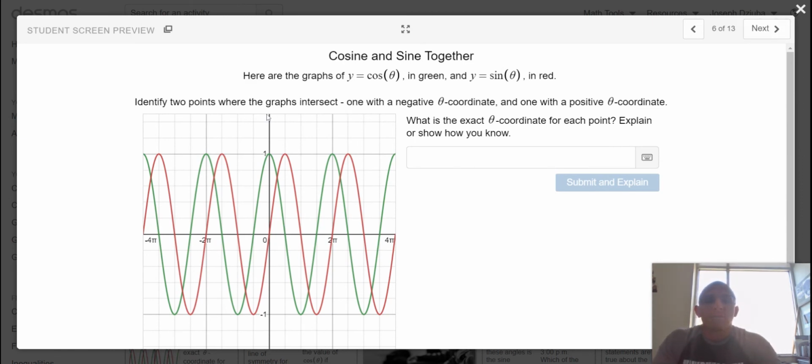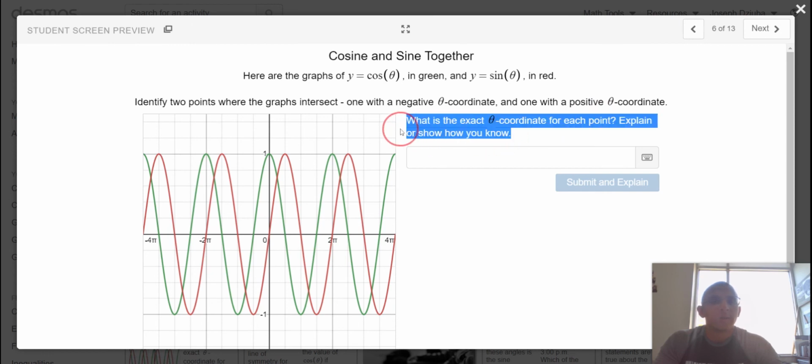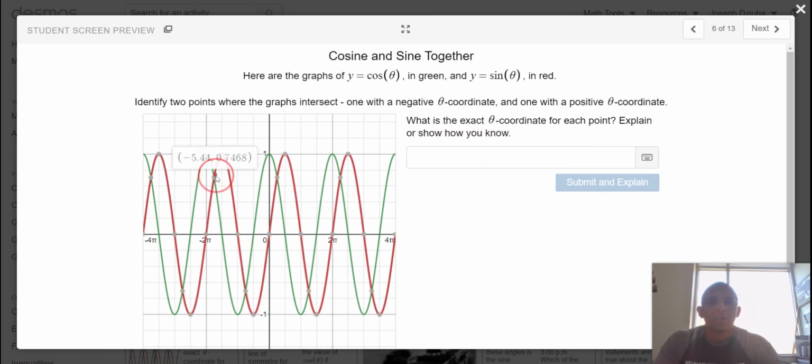So looking at both of the functions together, select 2 points where they intersect. Yes, you can click on the points. I'm okay with that. But I would like to know the exact coordinate for the point. So notice how here we have negative 7 pi over 4 and then 0.7071. Not good enough. You can actually tell me what that coordinate value is based on our properties of special right triangles.